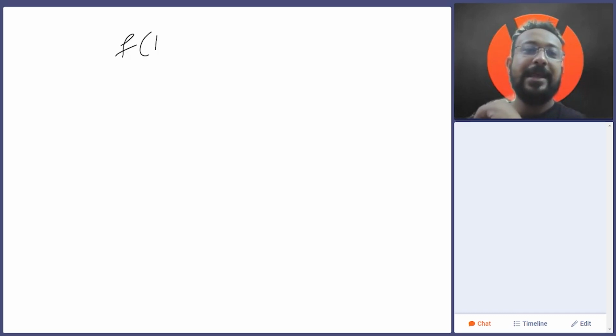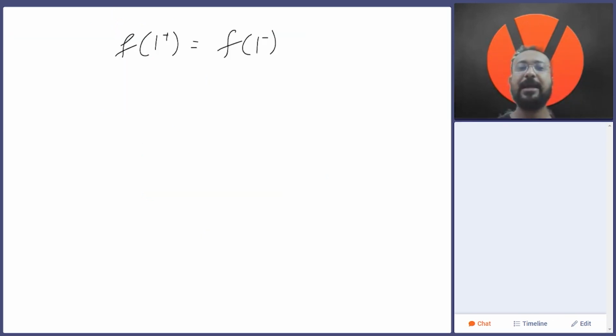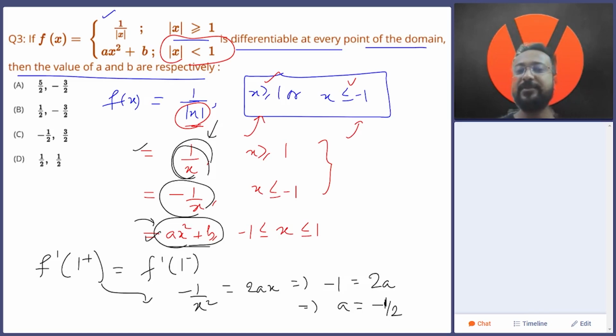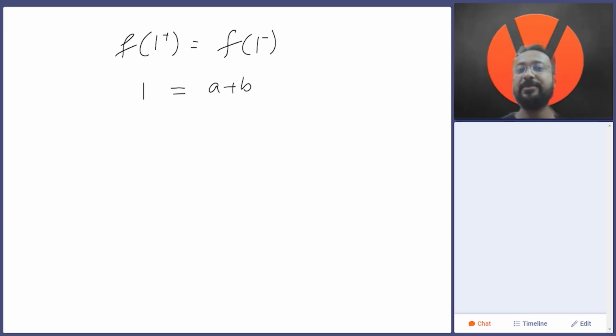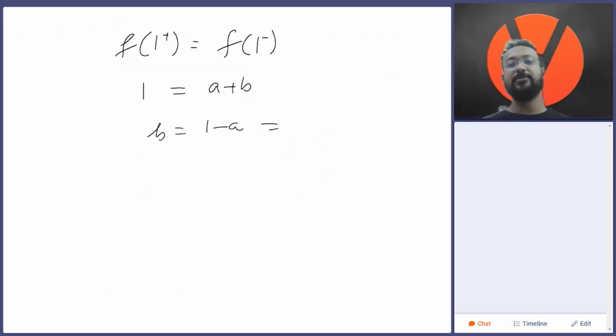Beta, if we say f of 1 plus should be equal to f of 1 minus, is there any problem if we write like this? So f of 1 plus means functional value at x just more than 1. That is 1 by x, it happens to be 1, is equal to f of 1 minus. F of 1 minus means this function I will take because it is less than 1. That should be equal to a plus b, right? So I think b will come out to be 1 minus a, and a is just now we calculated, beta, minus half, correct? So it will be 1 minus half, that is plus half.